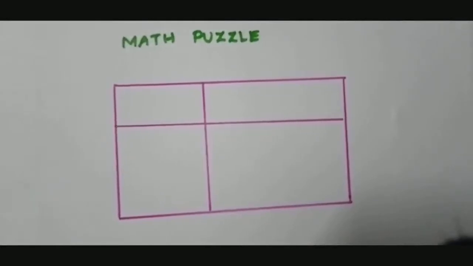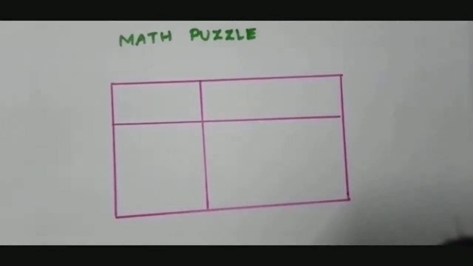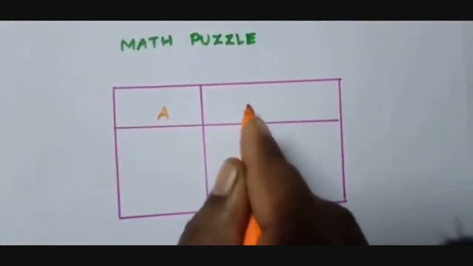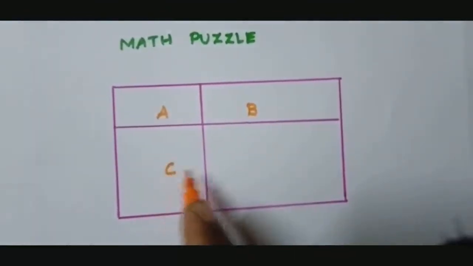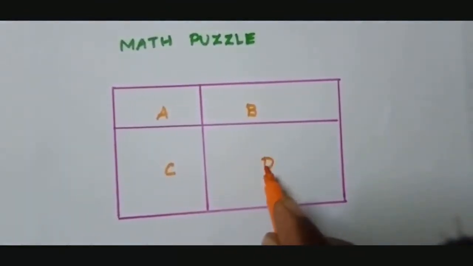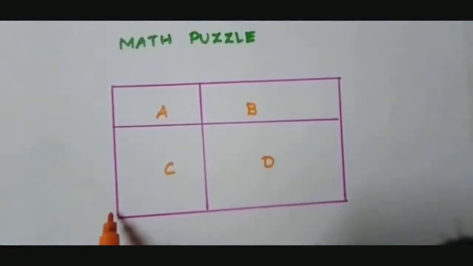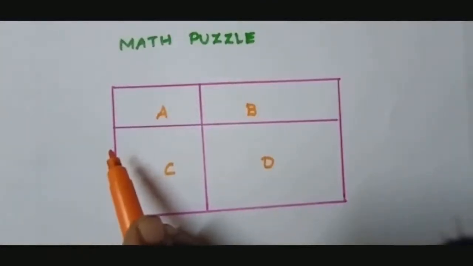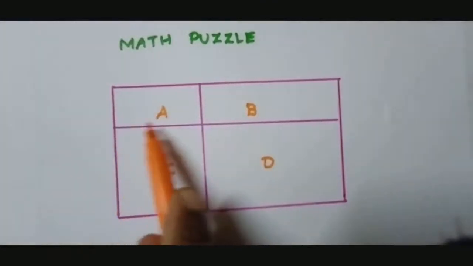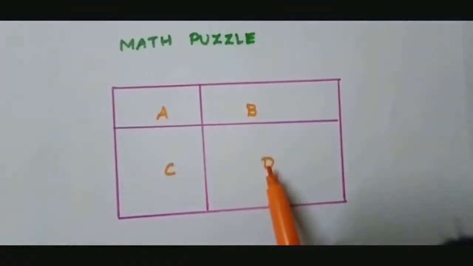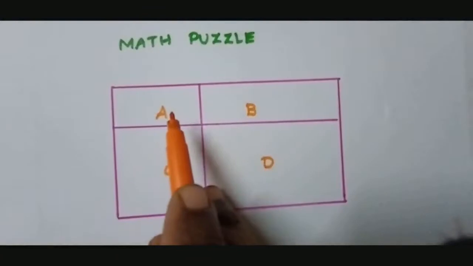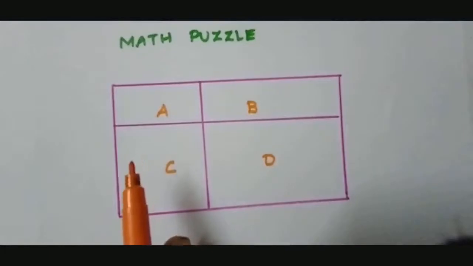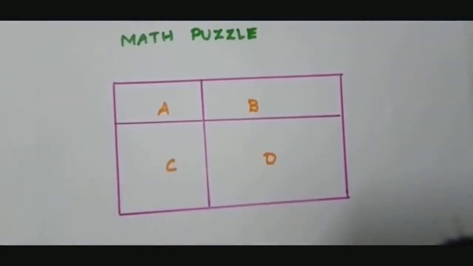Yes, good. There are 9 rectangles. This 4 small ones A, B, C, D. And the 4 that you get by putting the smaller ones together: AB, BD, DC and AC. And of course the big one, A, B, C, D.